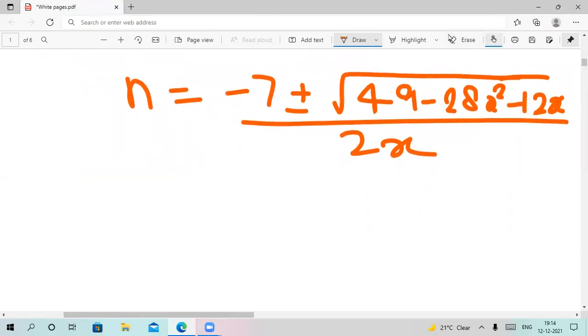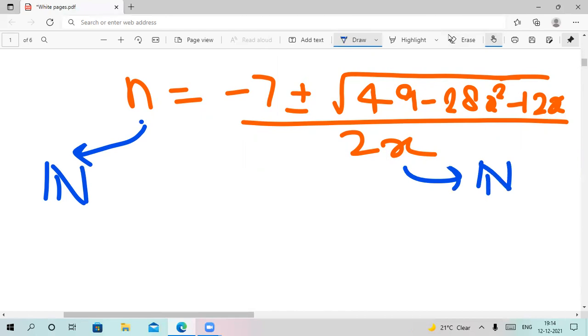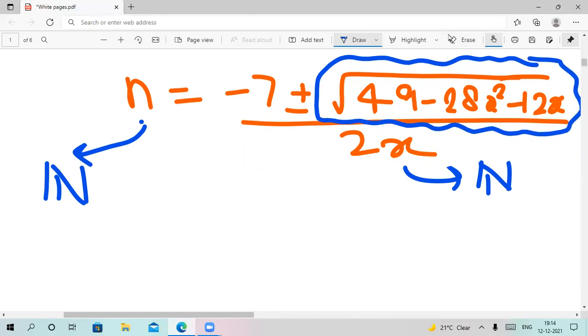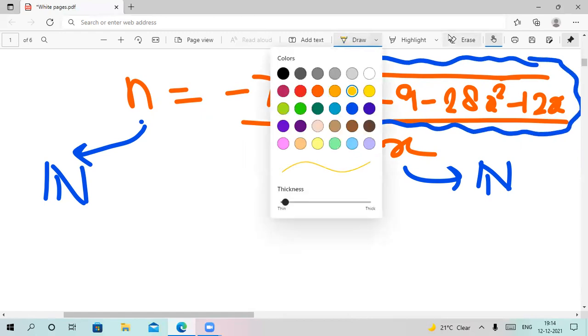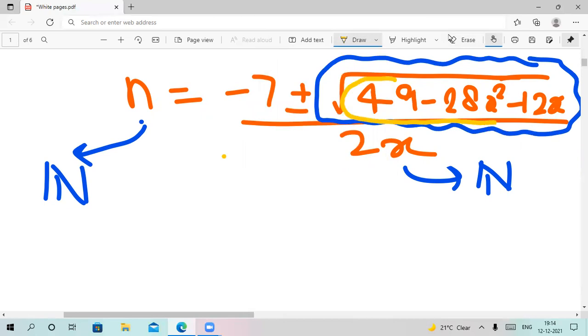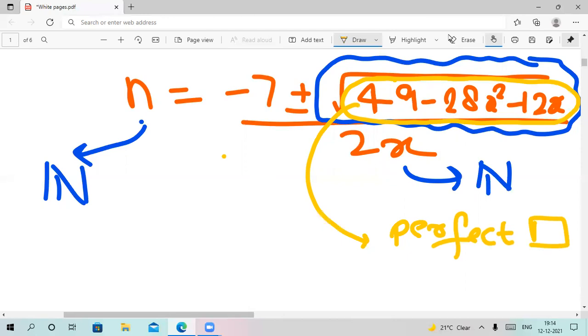Nice. Now we all know that, let us establish some reasonable conditions here. We all know that n is a natural number. x is also a natural number. So for n to be a natural number, this expression here also needs to be a natural number. And for this expression to be a natural number, it is quite evident that whatever is under this square root needs to be a perfect square, and also greater than or equal to 0.